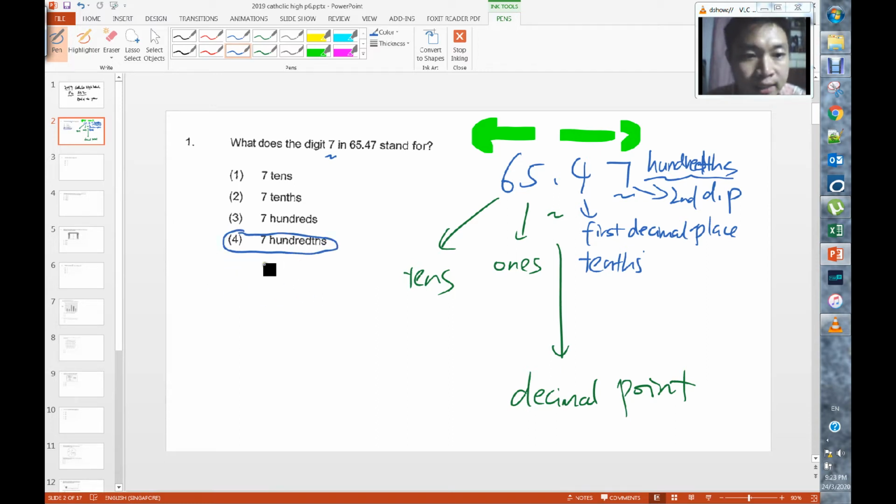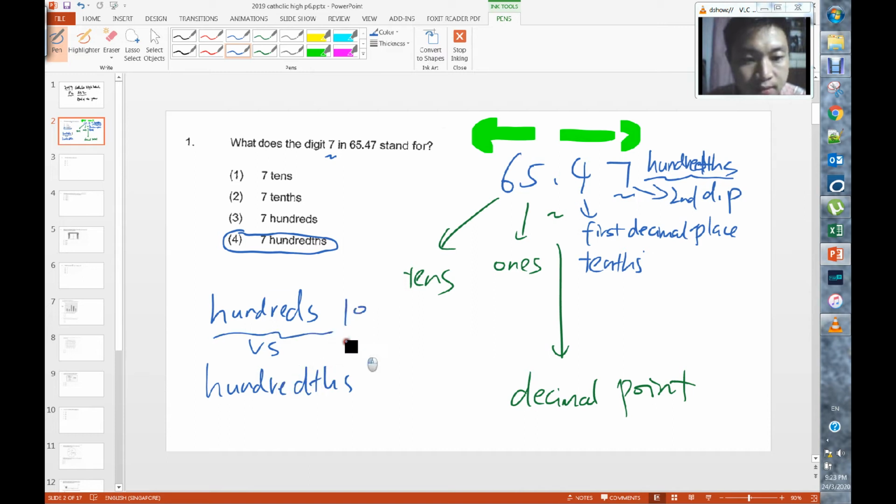Please note the difference between hundreds versus hundredths. Hundreds here means 100, and over here hundredths means 1 over 100. In this case, the digit 7 is clearly on the right side of the decimal point, and therefore it indicates the hundredths position. That's why I chose option 4.